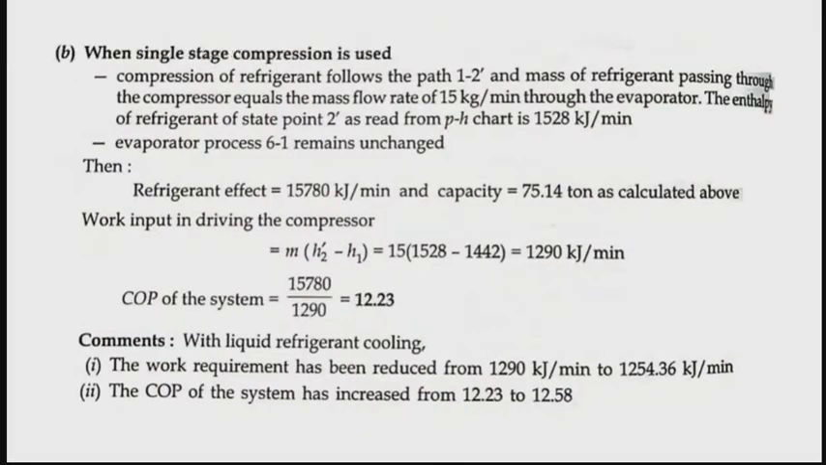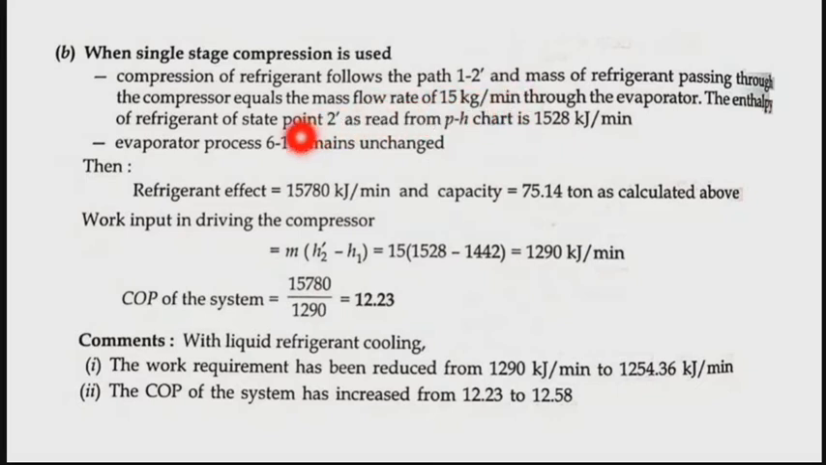Okay, suppose you are using a single stage compression. You used 2-stage compression in the previous case, but here you are using single stage compression. You can see in the figure that the refrigerant flows along the path 1 to 2 dash. If you look at the pH chart, 1 to 2 dash is the compression, so there is a single compression happening, and the earlier mass flow rate of 15 kilogram per minute is used.